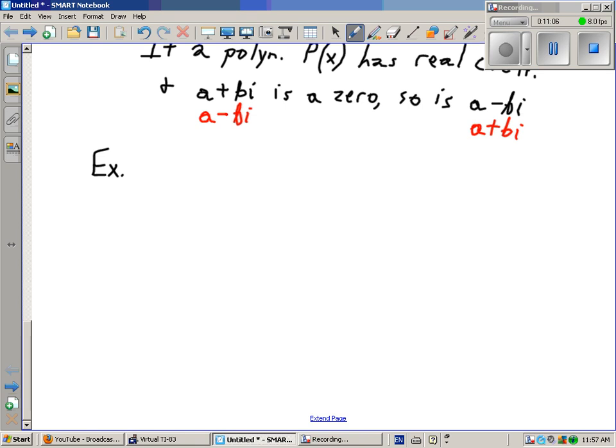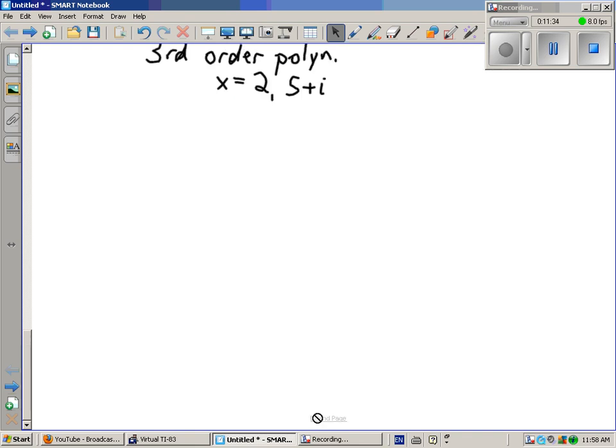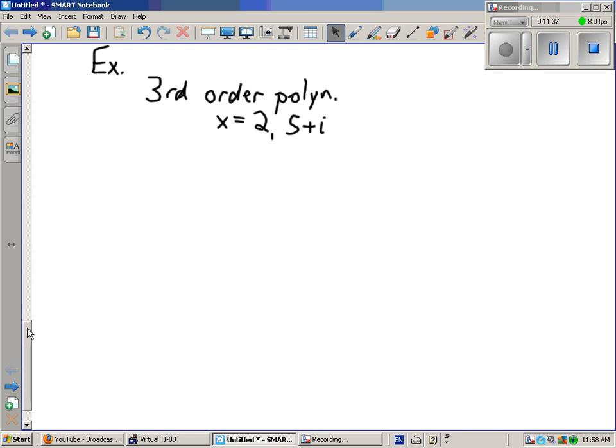So here's an example of a problem we might come across. Let's say we have a third-order polynomial and we're given that two of the zeros are at x equals 2 and x equals 5 plus i. Well, if it's third order, that means there are 3 zeros by the fundamental theorem of algebra.